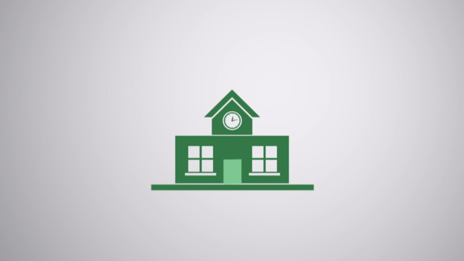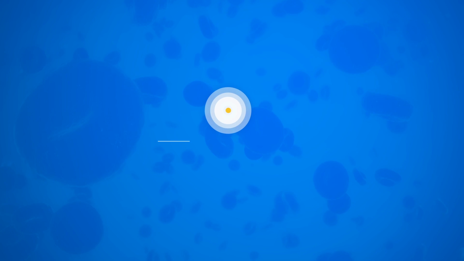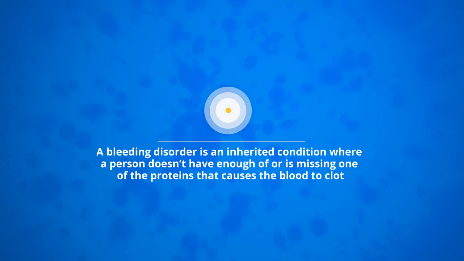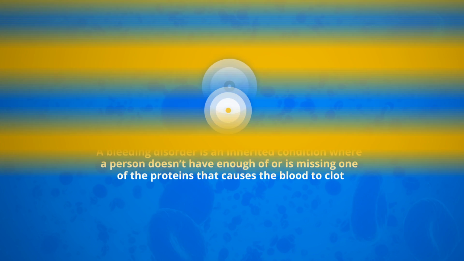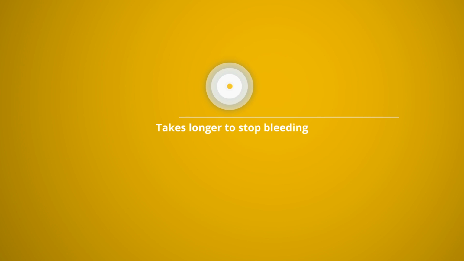If you have a student with a bleeding disorder in your school, there is specific information you should be familiar with to help him or her stay safe and healthy. A bleeding disorder is an inherited condition where a person doesn't have enough of or is missing one of the proteins that causes the blood to clot. This means that a person with a bleeding disorder takes longer to stop bleeding.